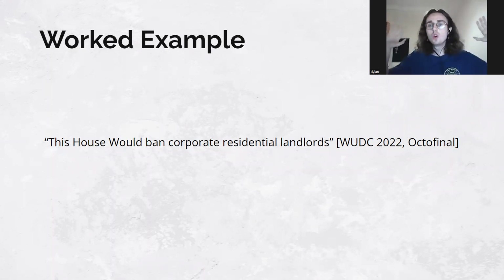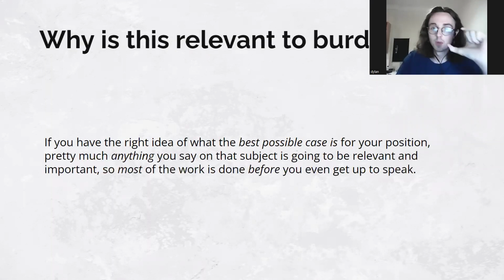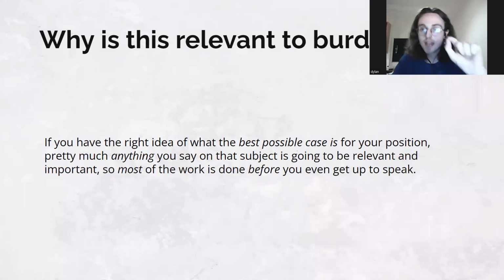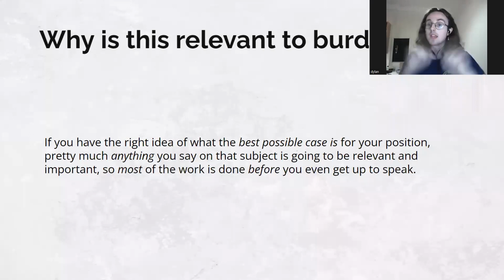And when you recognize why that's the most important thing and you can find out the weighting for it, it becomes easier. This is relevant to burdens because if you have the right idea of the best possible case for your position, what the most important argument could be, everything you say about that argument is going to be relevant and important. So the chances of you saying things that aren't filling your burdens of proof are lower inherently, because by definition of finding the most important thing to prove, anything you say on that subject is going to be really important.